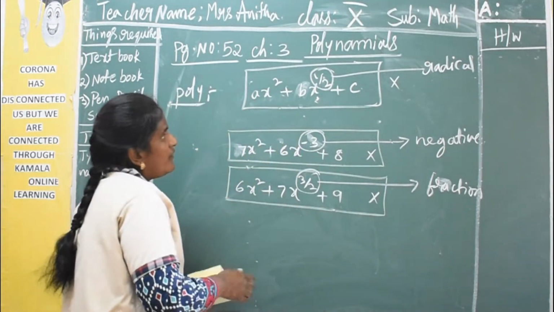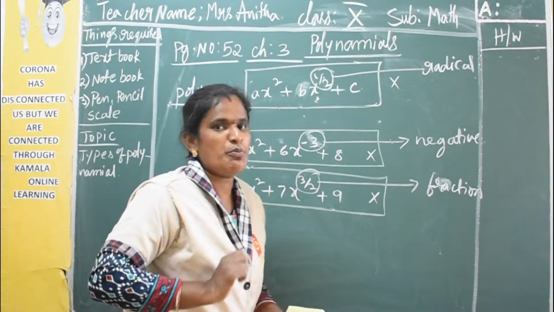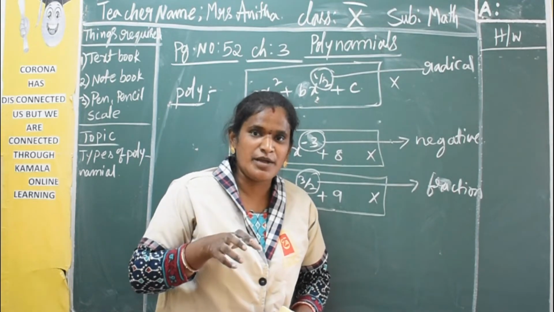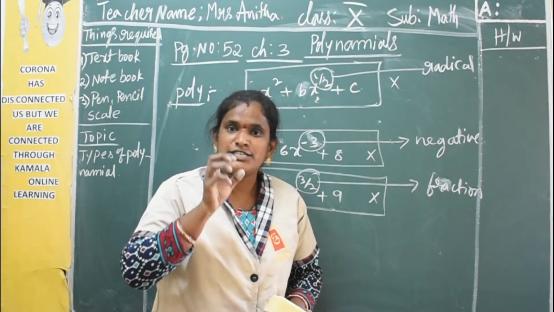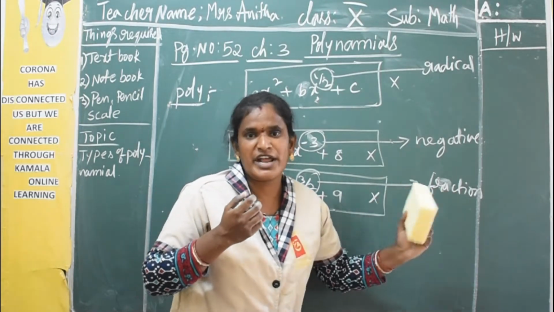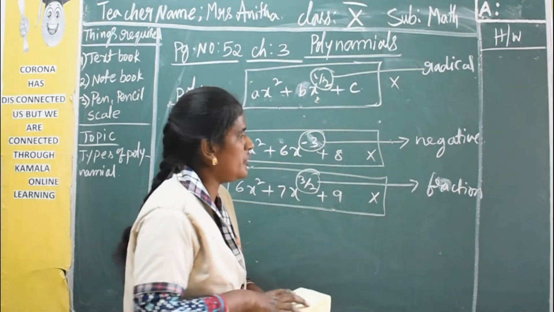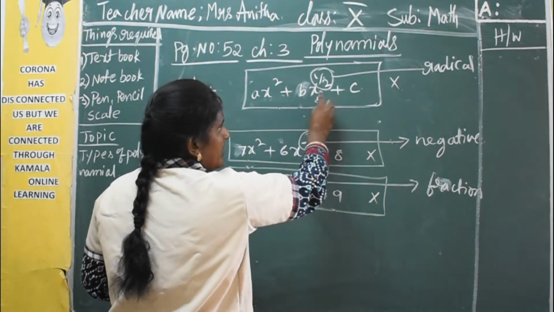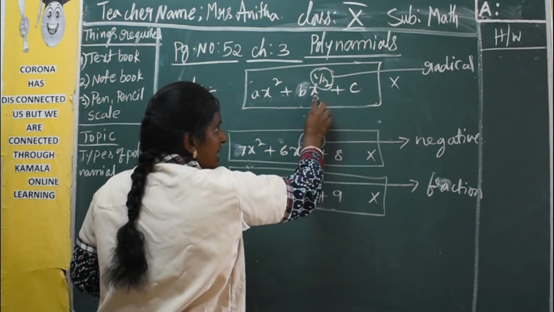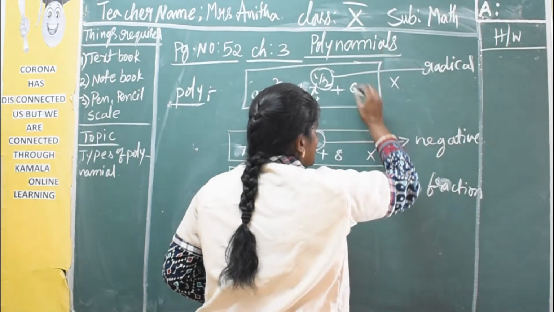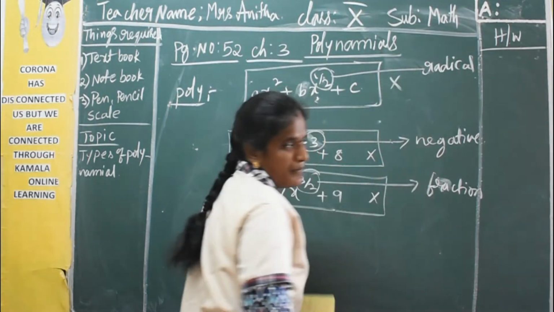For example, got your point, children? Why is it not a polynomial? Polynomial means an algebraic expression in which the variable power should be free from radicals, negative terms and fractions. Then it is a polynomial. Keep in mind. So it is having a radical in this expression. The variable power is having a radical. That's the reason this is not a polynomial.